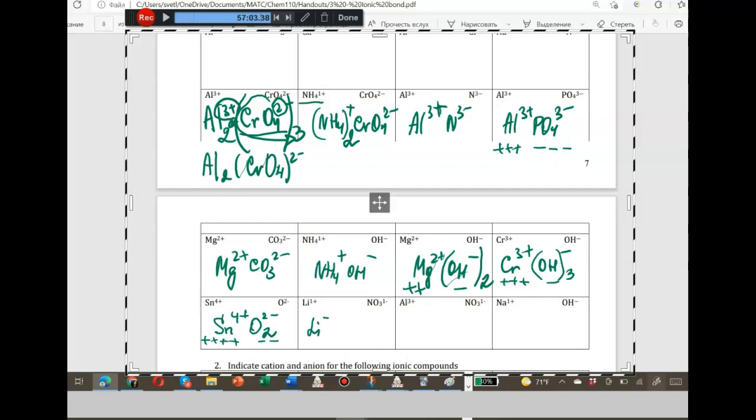So lithium plus and NO3 negative, nitrate. The charges are equal. You don't need to use any subscript. So aluminum 3 plus and NO3 negative, and you can see 3 positive and only 1 negative here. You need to use it 3 times. Okay, so sodium plus and OH negative, charges are equal. You don't need to use any parentheses here.